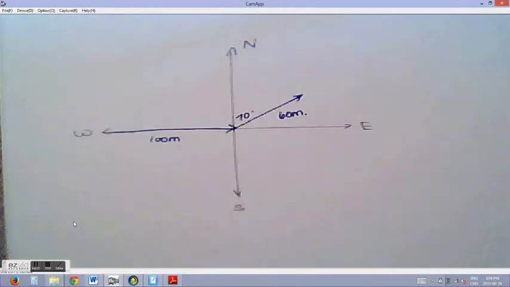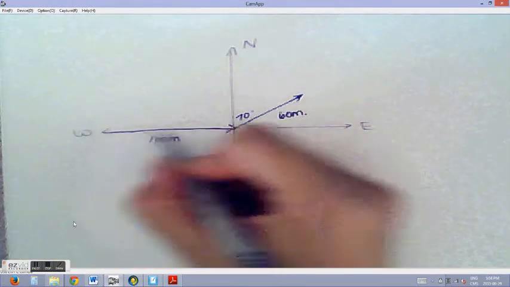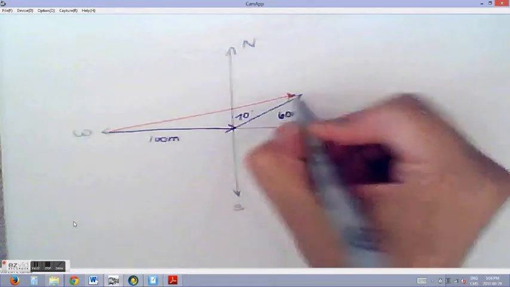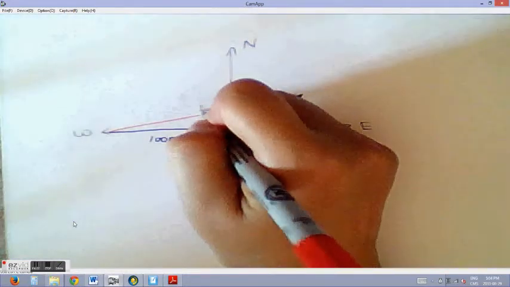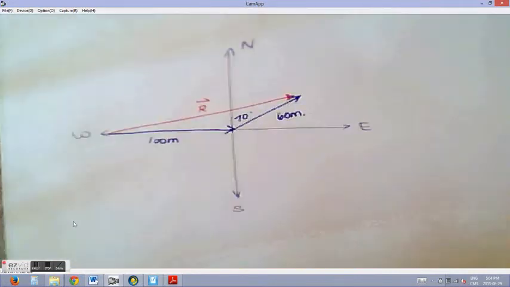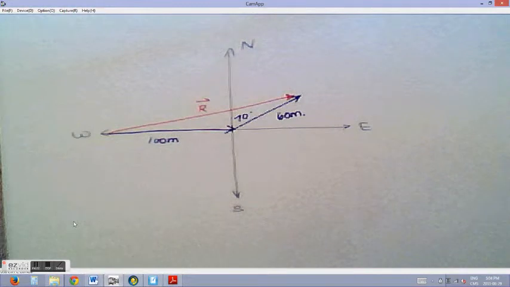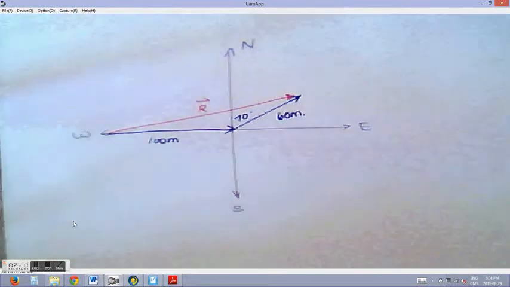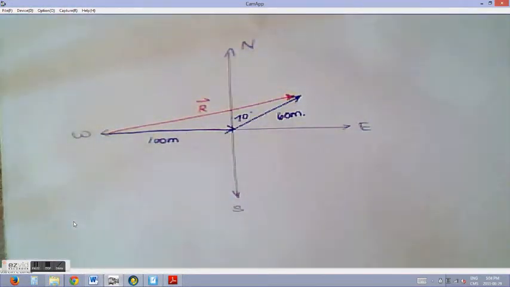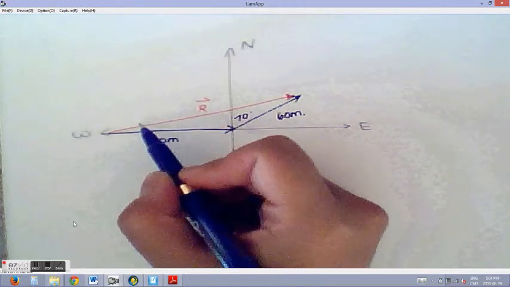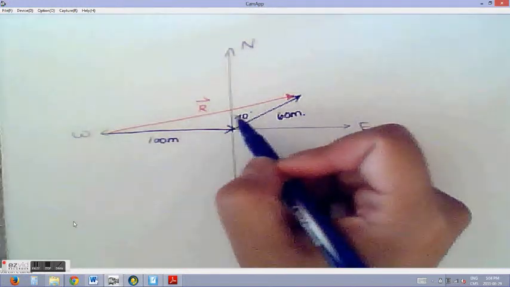Okay. So I'm going to draw a resultant vector from where I started to where I end, like so. Okay, so there's my resultant vector. Label that as R. And now what I want to do is use basic geometry and trigonometry in order to answer this question. So what we can say is we want to find the magnitude of this. I try and label everything that I can.